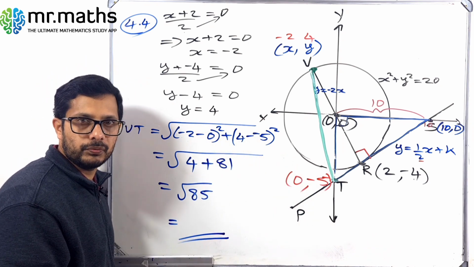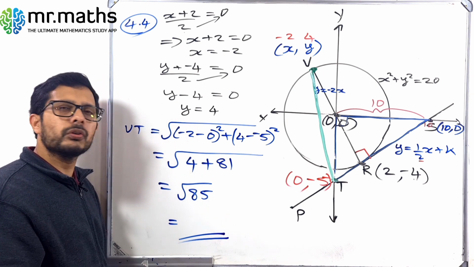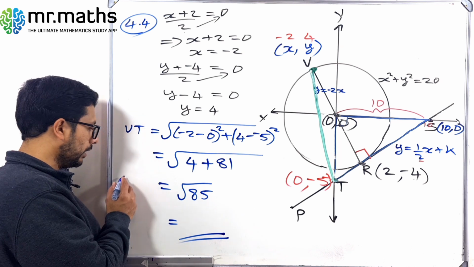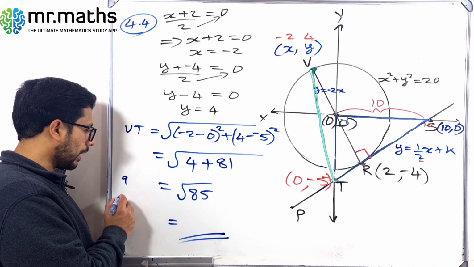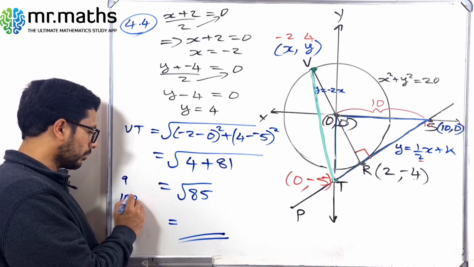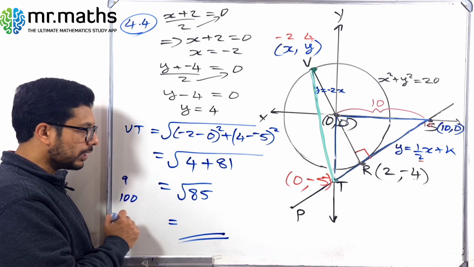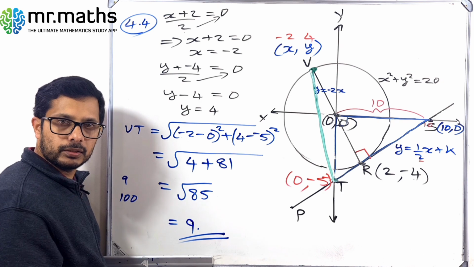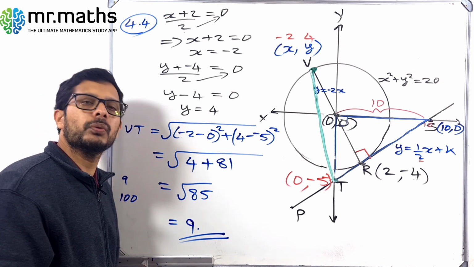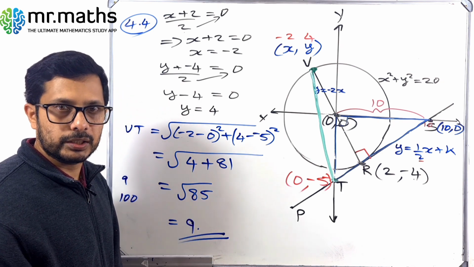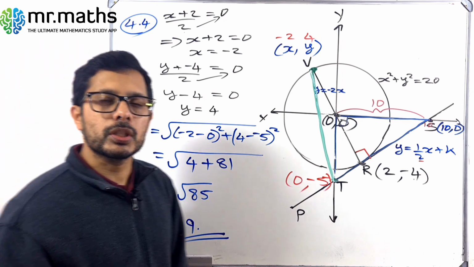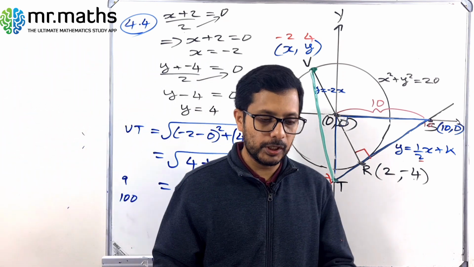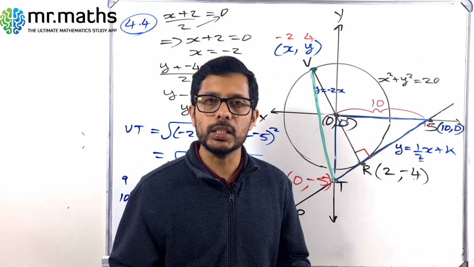The square root of 85 is between which two numbers, guys? The square root of 81 is 9 and the square root of 100 is 10. So it means you are going to get a number 9 point something. Anyway, I'm just saying, you can find the answer in your calculator. So that is question number 4.4, and that's the end of the question we are doing, February March 2016.